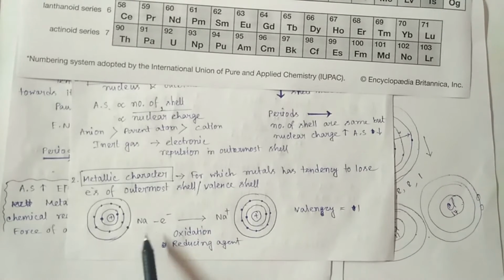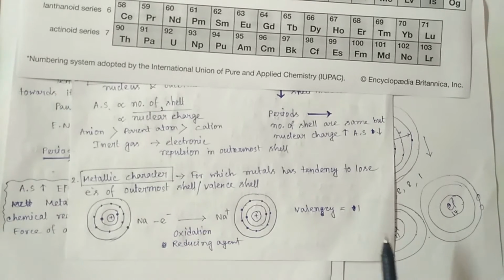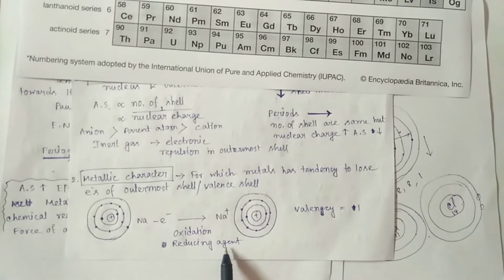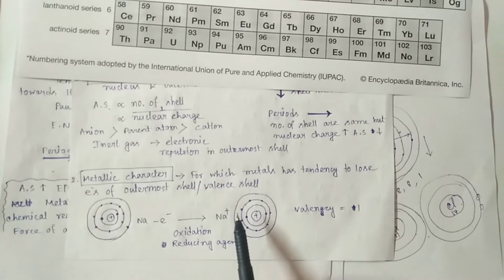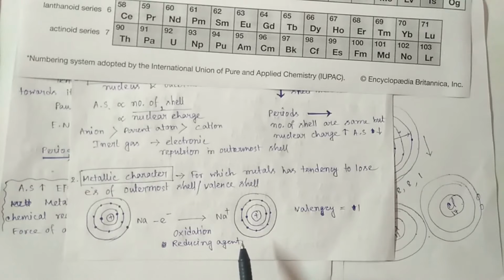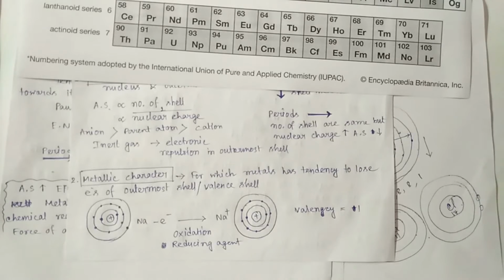And as this sodium is donating an electron to some other atom, it is called a reducing agent, because when sodium donates its electron to another atom, the oxidation state of that other atom gets reduced. That is why sodium is a reducing agent here.